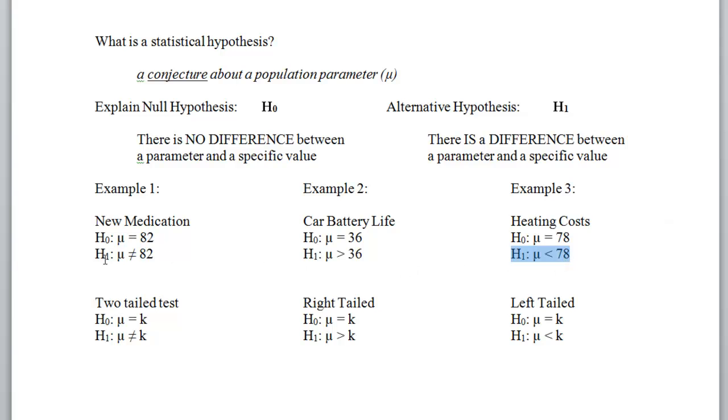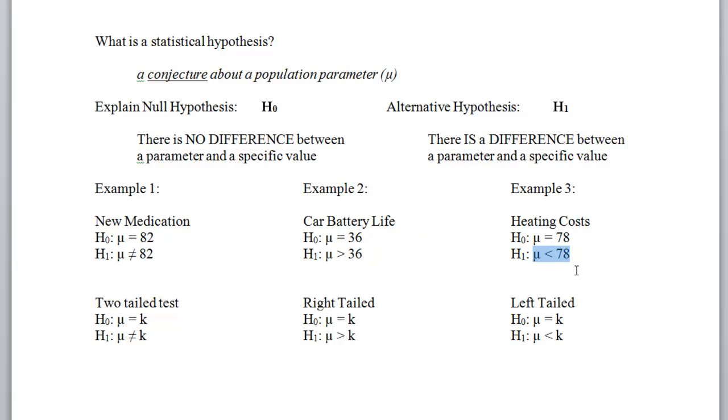Now, what's important about all of these alternative hypotheses is that we might get some movement on our heartbeat or car battery or our heating costs. But the question becomes, is that enough? Like if we see 82 beats per minute go to 85, was that significant? Or if we see the battery life go from 36 to 38 months, is that significant? I know 2 months would be great, but is it statistically significant to say that we're doing a good job here?